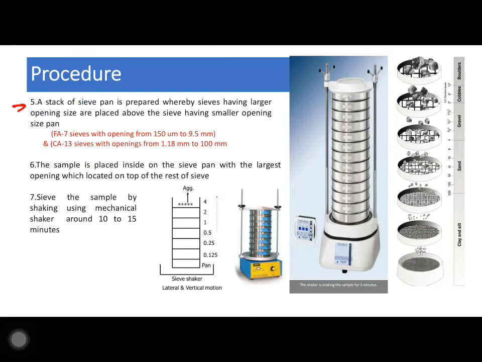And then number 5, a stack of sieve pans is prepared whereby sieves having a larger opening size are placed above the sieve with smaller opening. So here, this is the set for the fine aggregate. So here is the size 9.5 to 100 mm. And then for the coarse aggregate, we have the pan size from 118 millimeter to 100 millimeter. So here you need to arrange the pan size. So the pan size need to be arranged from the largest to the finest. Okay. So then sieve the sample by shaking using mechanical shaker around 10 to 50 minutes. So this is the example. If we do for the fine aggregate, the above is the larger size and the lowest part is the final size. Because at the end, you will see like this figure.